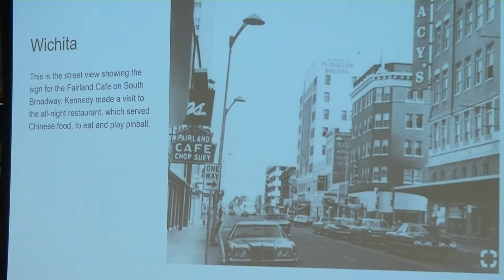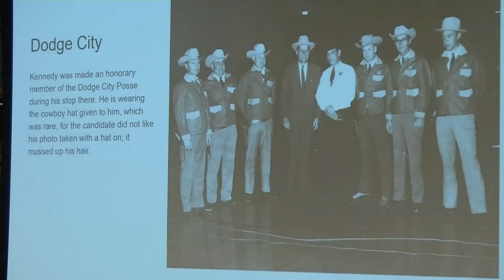Kennedy has another reception on the morning of the 20th, Friday the 20th, before he heads to Dodge City for a noon luncheon at the Civic Center. And this is a photo I really like. Who's that guy in the middle with that cowboy hat that looks real uncomfortable? Well, that's our candidate. Story behind this is that this is the Dodge City Posse, a group of businessmen and also some law enforcement officials. And he was made an official member of the posse, got a certificate, and he got his official hat.